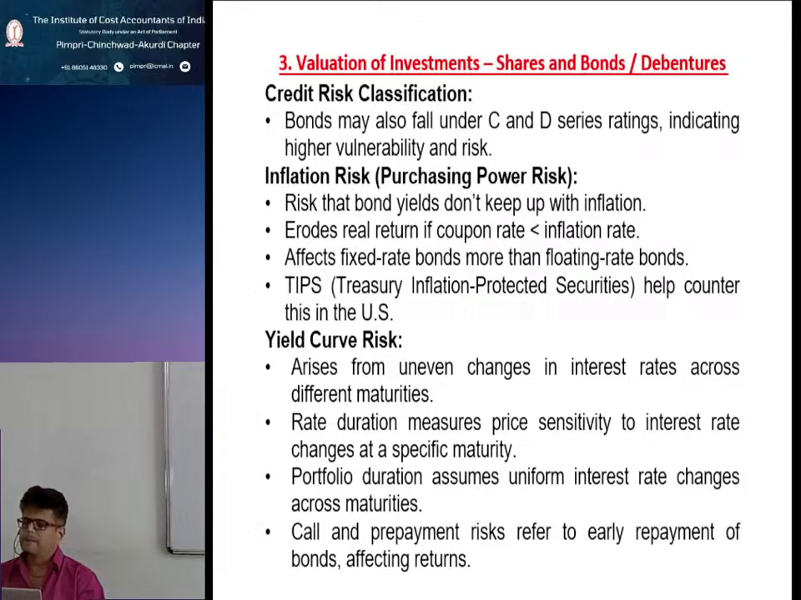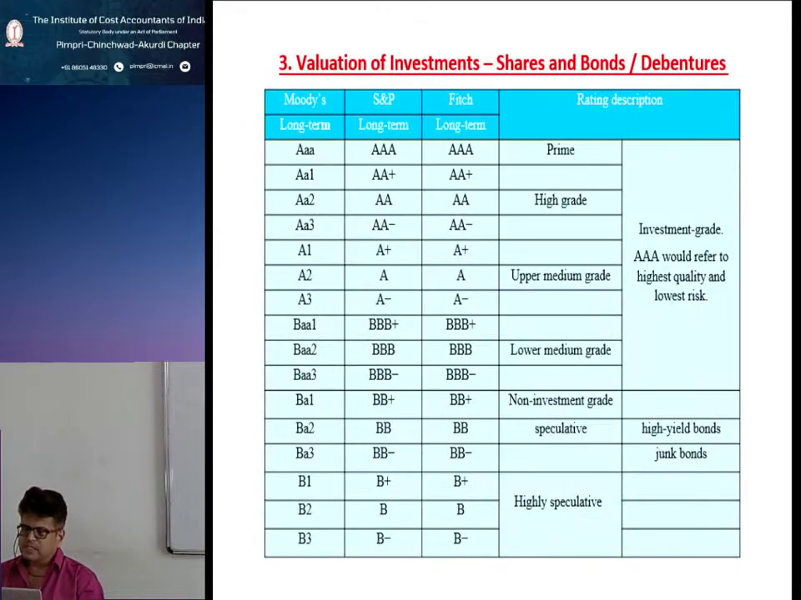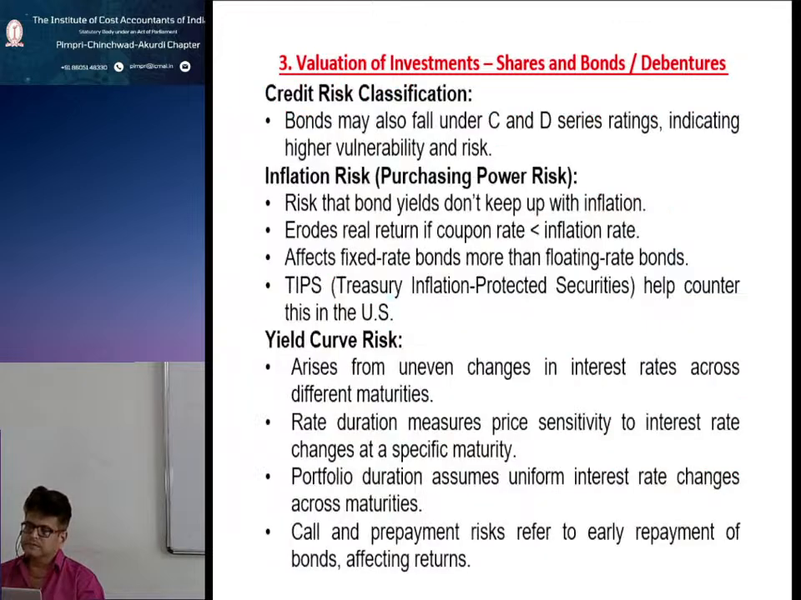Sorry, yeah. So the credit risk classification. These are credit ratings given by the various rating agencies to the bonds, and each rating type has a meaning attached to it in terms of the credit rating. Bonds may also fall under C and D series ratings, indicating higher vulnerability and risk.